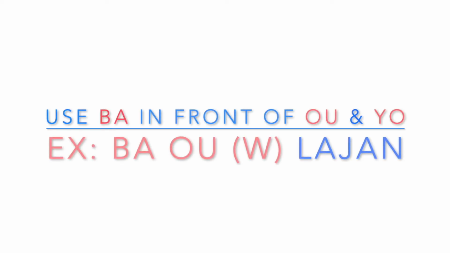When do you use the ba form of to give? Use the ba form in front of the second person pronoun you. The singular is ou, the plural is yo. The contracted form for ou is w. That one's kind of different, but the plural form doesn't have any contracted form. You have to use yo. Example, ba ou lajan. Contracted form, ba w lajan. And the plural would be ba yo lajan.